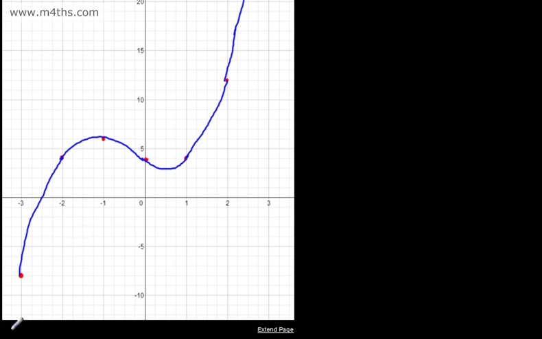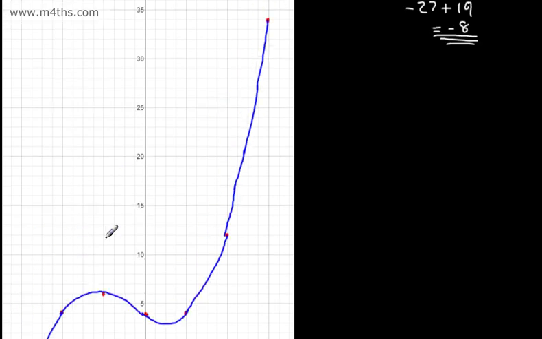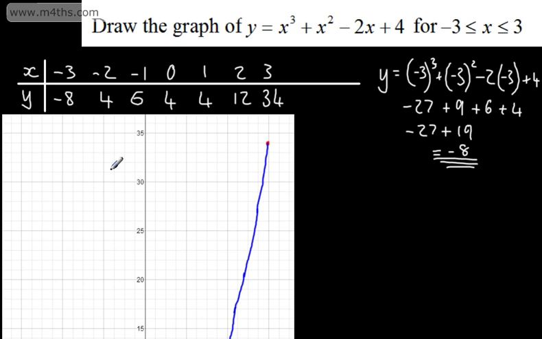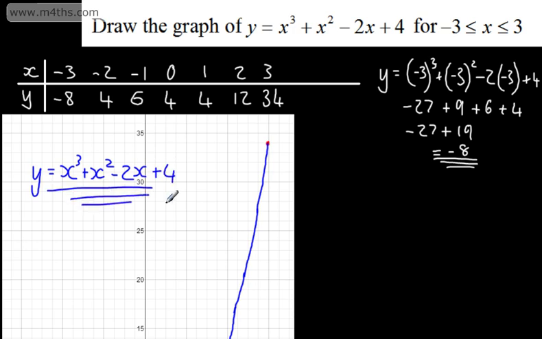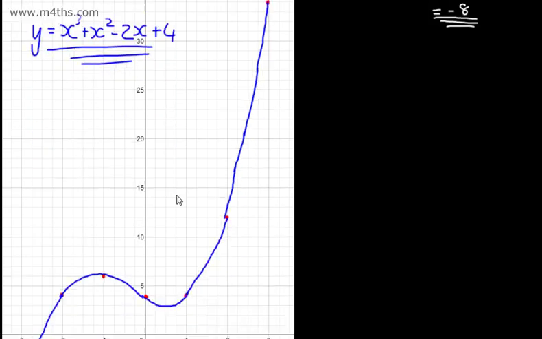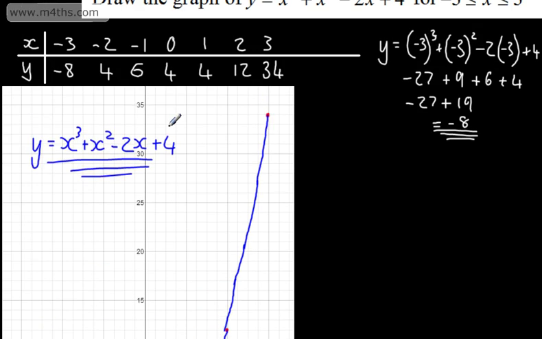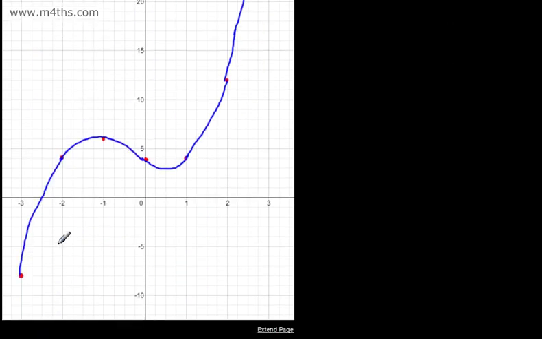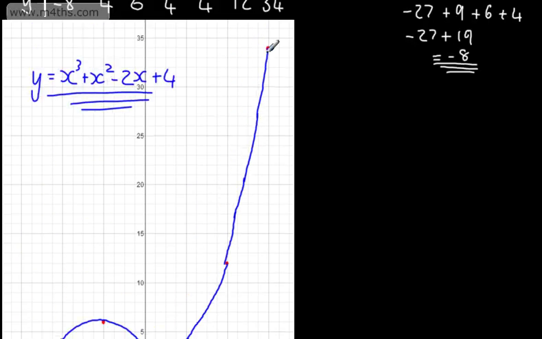Of course, this is going to continue down here like so, but we're only asked to draw it from negative 3 to +3. So if we have this now, we could simply write that this is y is equal to x cubed, or x to the power 3, plus x squared, minus 2 lots of x plus 4. And that is the graph, and we've done that. So that's a positive cubic equation. We can see that it starts now at the bottom left, or what we call the third quadrant, and it finishes or goes out in the first quadrant, or top right.